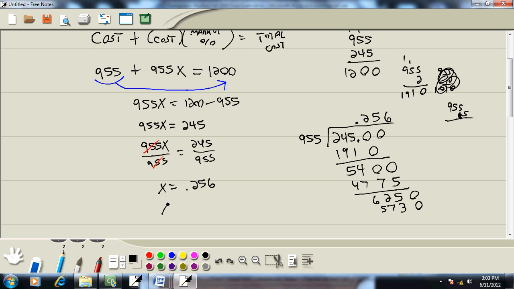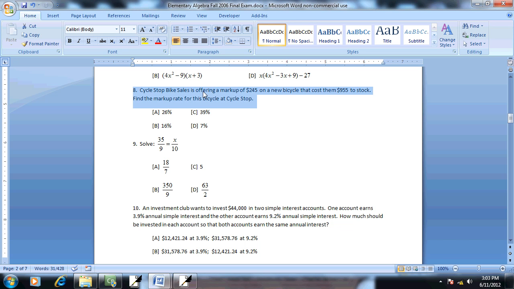The reason I say it doesn't matter is because there is no decimal places here. When we change this back to percent, we're moving it 2 places to the right, and knowing that this is 6 or greater, then this is going to round up to, well, first let me show it, 25.6%, which then becomes 26%, which would be A, so 8A.